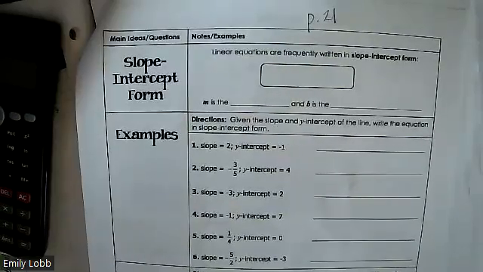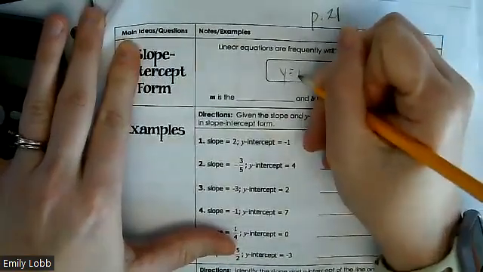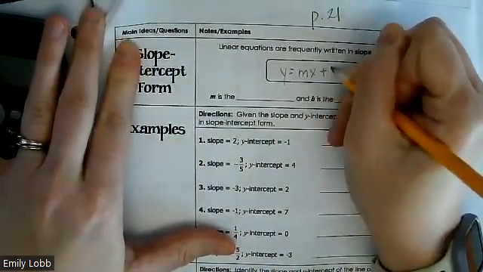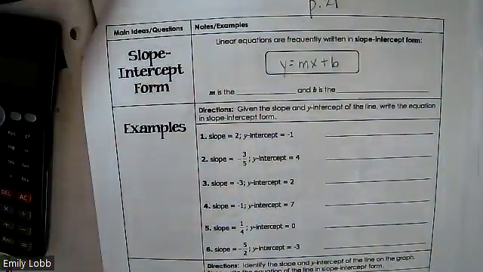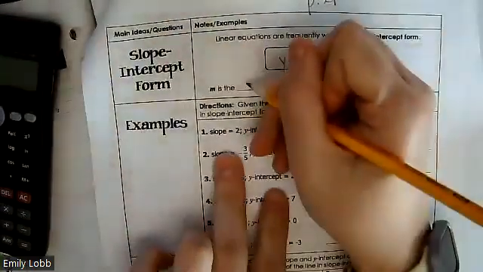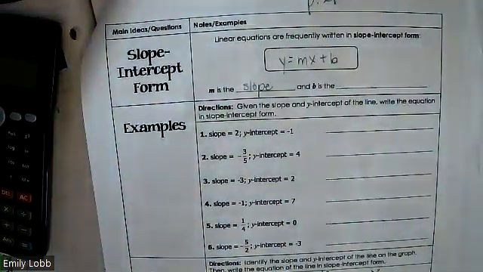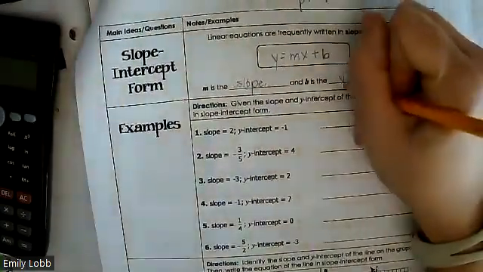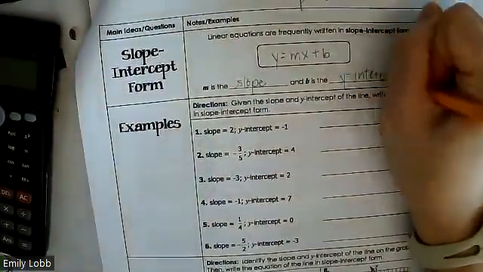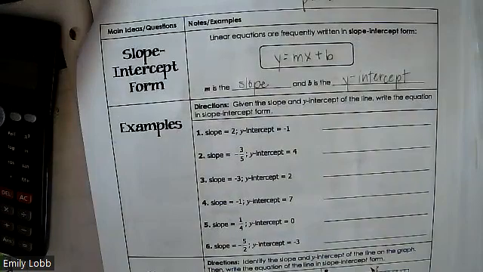So hopefully by now we know what our equation is for slope-intercept form, right? Y equals mx plus b. Remember, m is the slope. That's our rise over our run, or our change in y divided by our change in x. And b is the y-intercept. Remember, that is where our line runs into the y-axis.